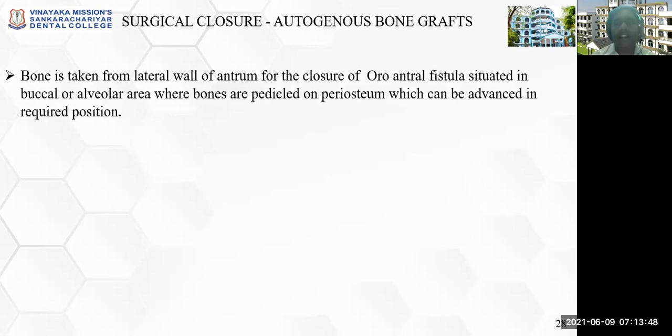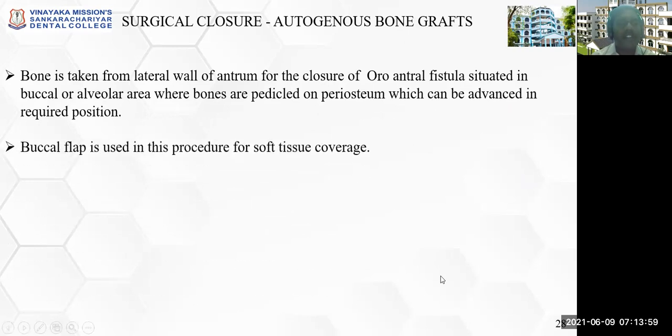Bone is taken from the lateral wall of the antrum for closure of oroventral fistula situated in the buccal or alveolar area, where bones are pedicled with periosteum, which can be advanced into the required position. Buccal flap is used for soft tissue coverage. Here, basically, in the previous techniques we used only the soft tissue, buccal flap or palatal pedicle flap, something like that. Only the soft tissue cover is used.